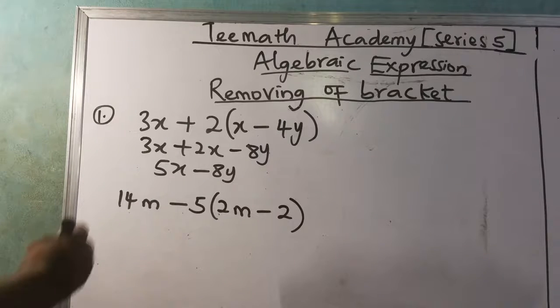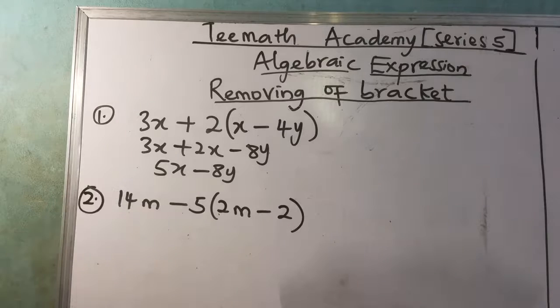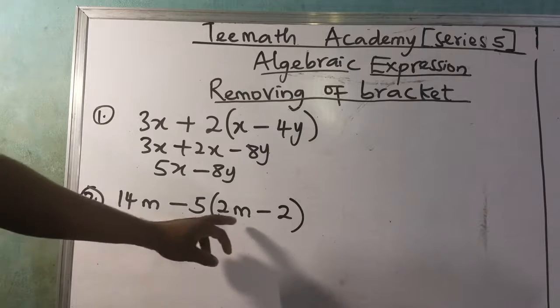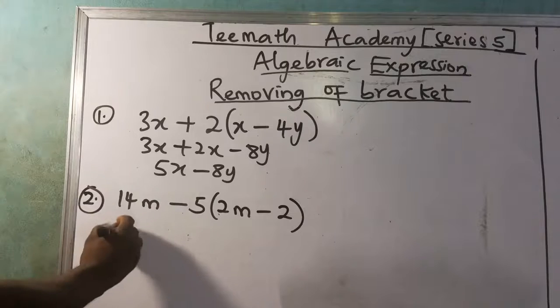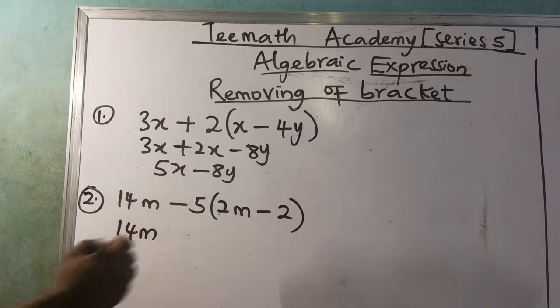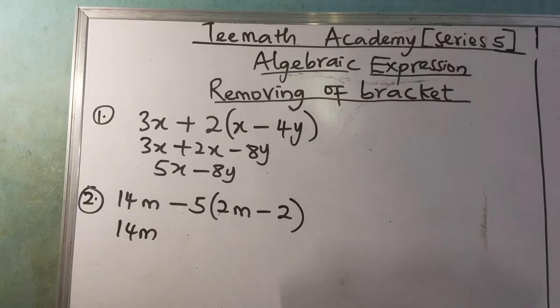We have 14m, just like this, minus 5m into 2m minus 2. What do we do here? This one is not as close as this. So you wait, relax. Okay, so we have 14m. This one will remain here. Don't say minus, you wait. Don't write the sign first. That number has its sign. It could be positive or negative, but when you multiply it, you will know the sign it's having. Okay, now you write it together with the sign.